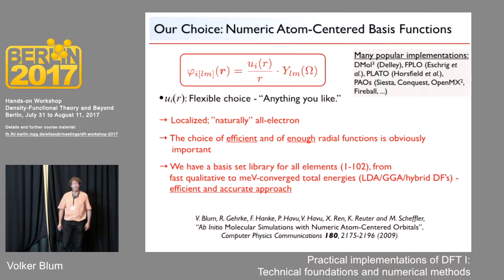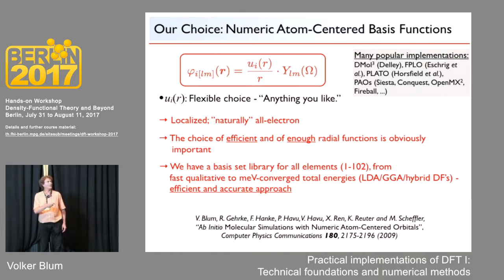But the key point, of course, is that if you want basis sets like this, the choice of efficient and enough radial functions is obviously one that you have to make. In our case, we actually have a basis set library, and you'll find them with the FHI-aims code as used in the tutorials here.